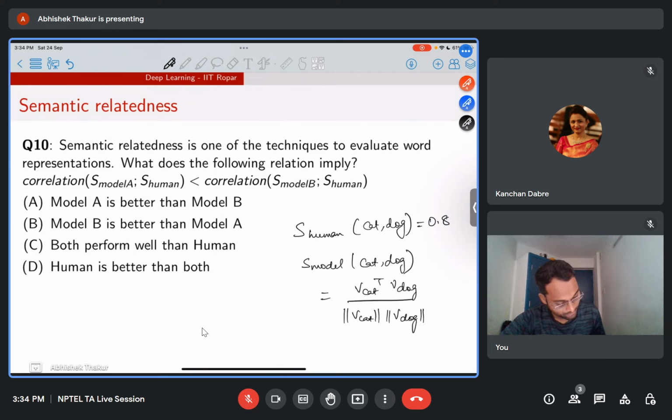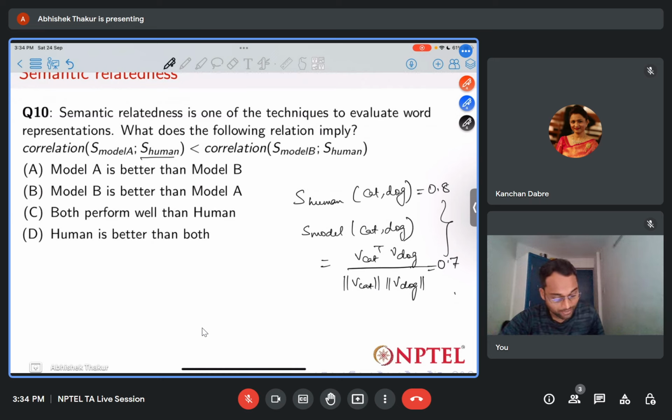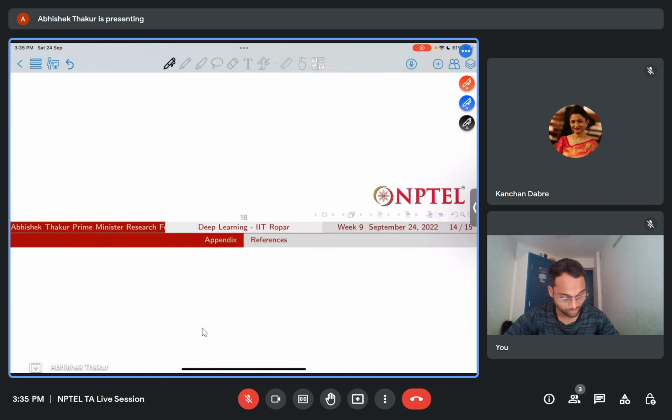So in this question it is given, what does the following relation imply? Here the correlation between model A and the prediction given by human is less than that between model B and human. So the correlation between model B and human is high. So this model B is better than model A. So this was the last question for today.